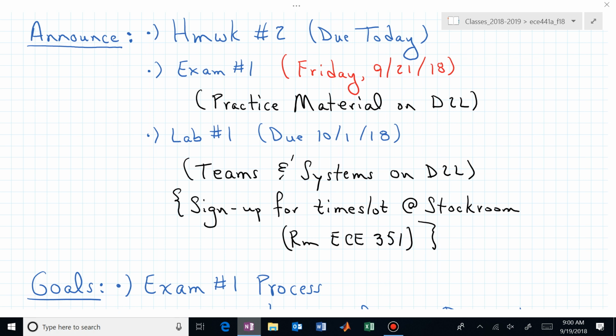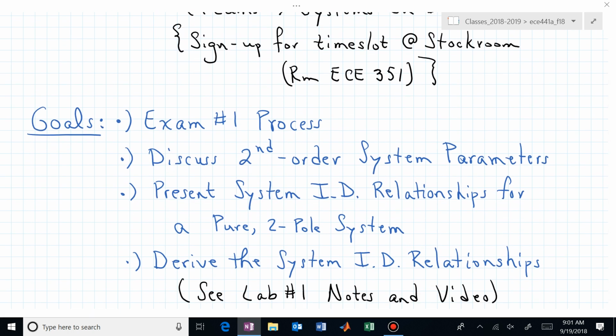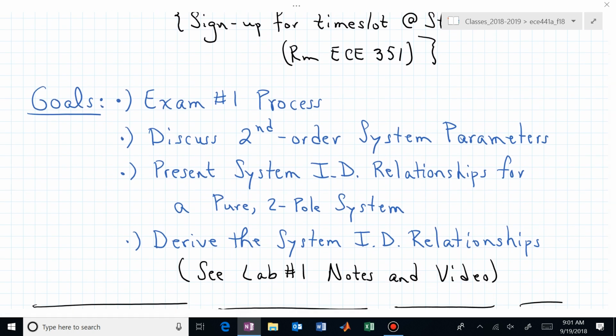Lab number 1, I think, is going smoothly, I hope. The write-up is not due until after the exam, but the material that's covered in lab number 1 will be a part of exam number 1. So make sure that you can do system identification of an underdamped second-order system, which is what we will be talking about today, but you also have additional material from lab number 1 notes and video.